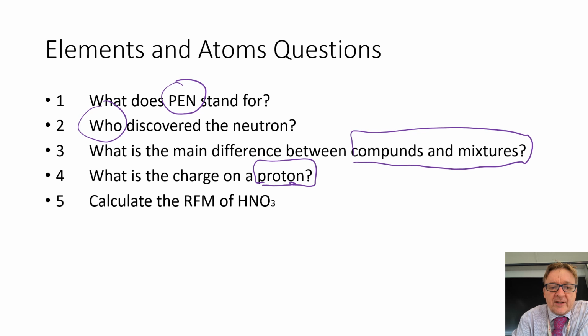Then the hardest one is: calculate the RFM of HNO3. That is nitric acid. And if you notice, next to the H there's no number, which means a 1. Next to the N, there's no number, which means a 1. And next to the O, there's a 3, which means there's 3 lots of oxygen.